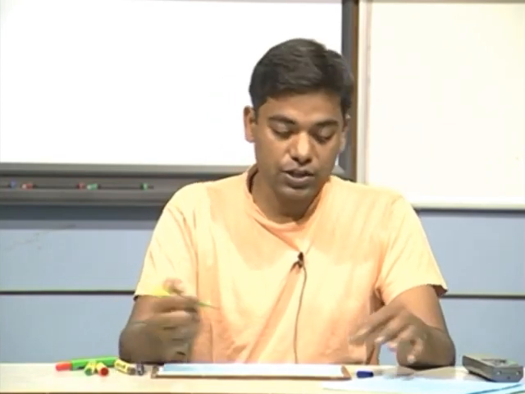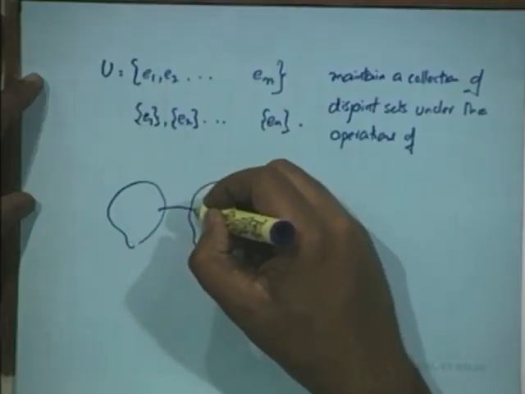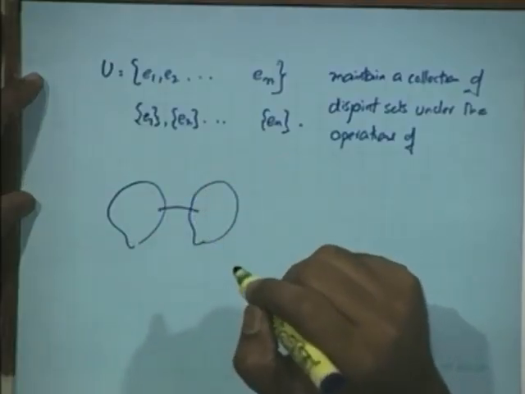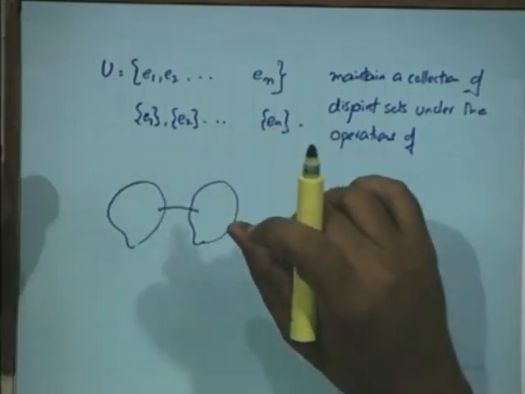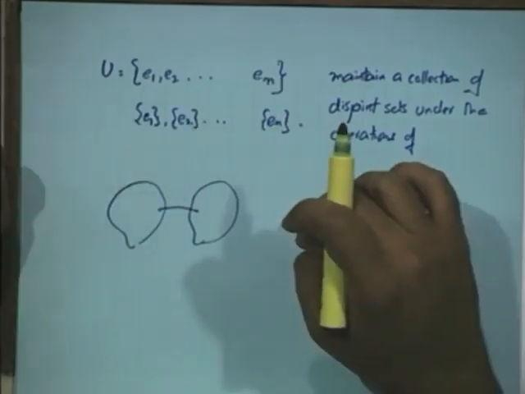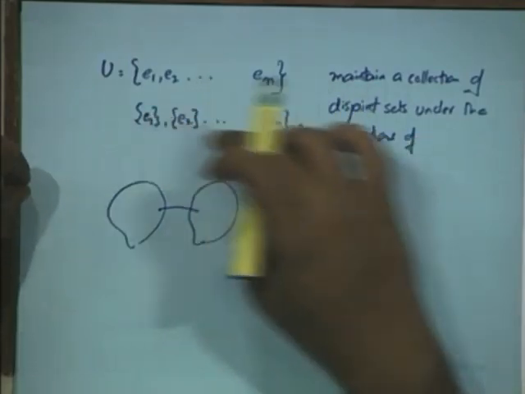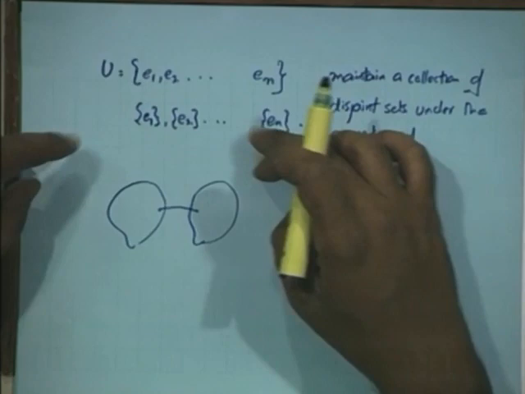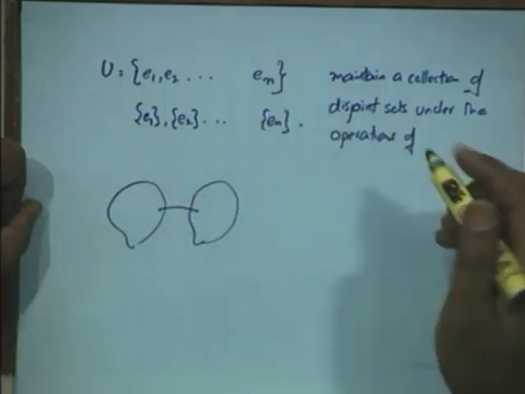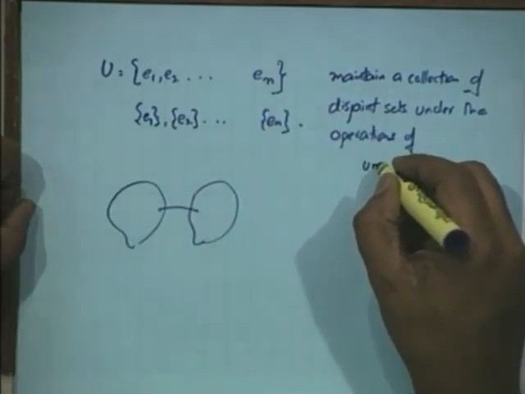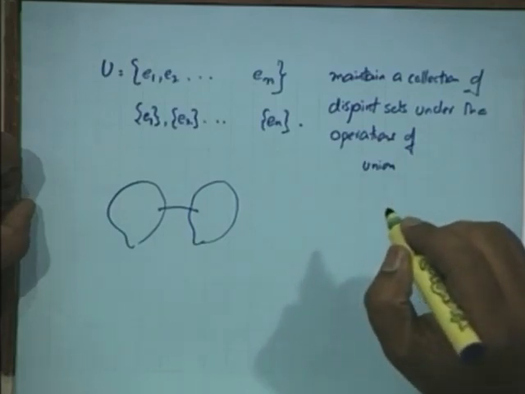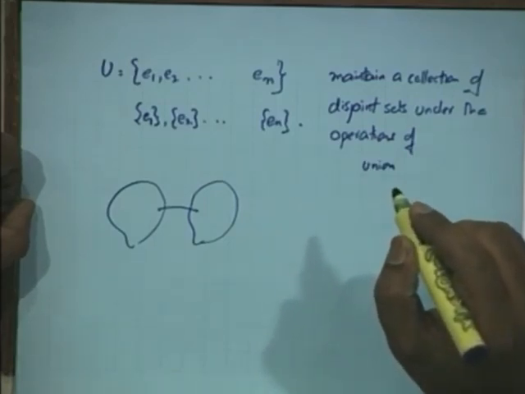One operation is union, right? The operation of union has to be done when I have one connected component, I have another connected component, and the edge that I add runs between these two connected components. Then the resulting thing would be one connected component, and it should get reflected here by taking the union of the corresponding sets. So, I have to do an operation of union, that is one operation under which I have to maintain this collection of disjoint sets. So, what do I mean by that?